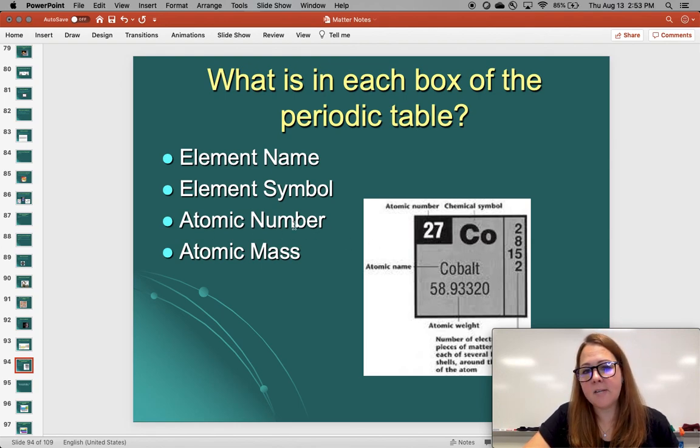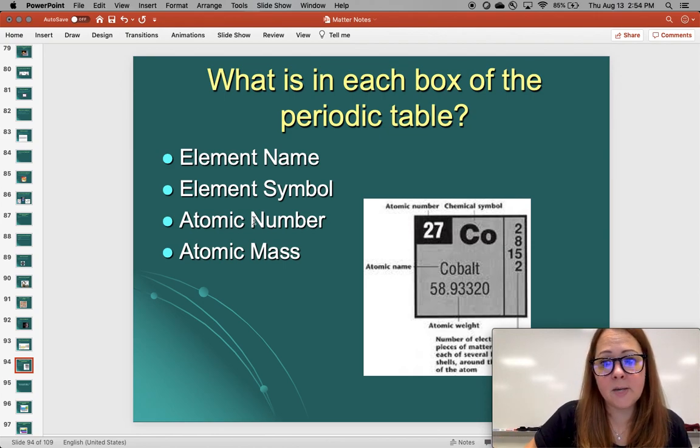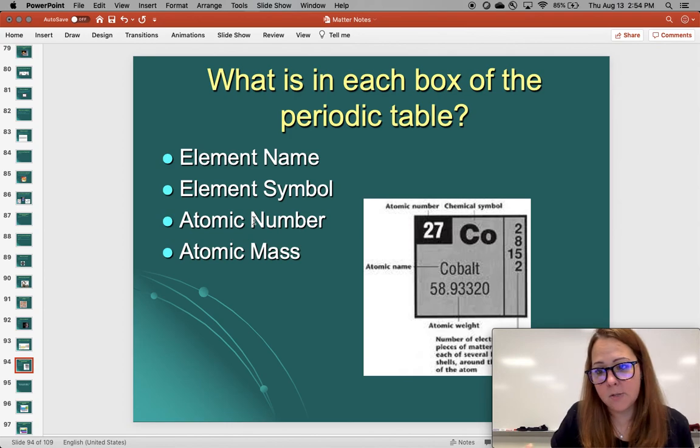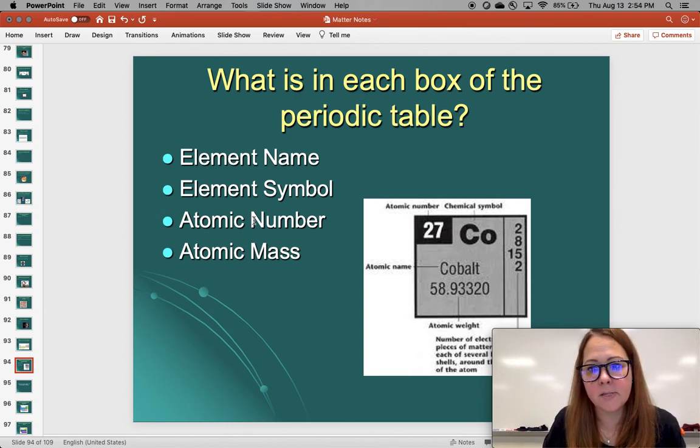You also have the atomic number. The atomic number is the number that numbers it off on the periodic table. So that's the order on the periodic table. Hydrogen is number 1, helium is number 2, lithium is number 3, beryllium is number 4. So your atomic number is how it all gets lined out on the periodic table.